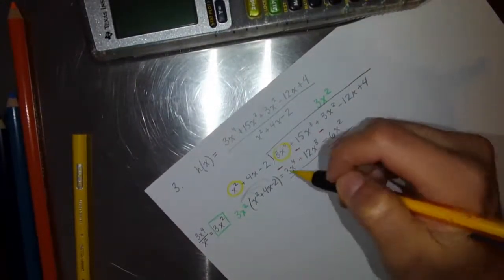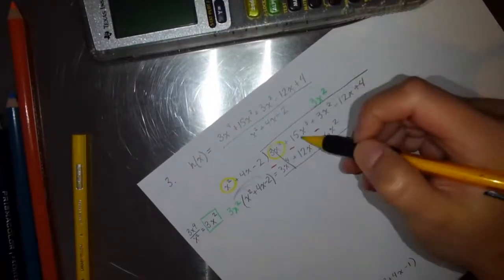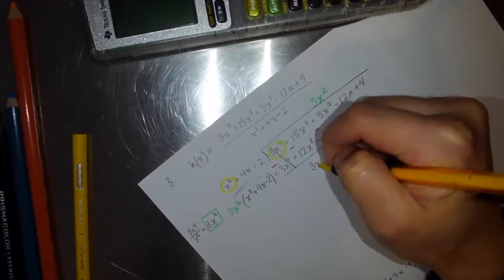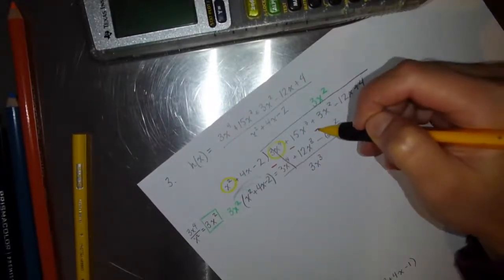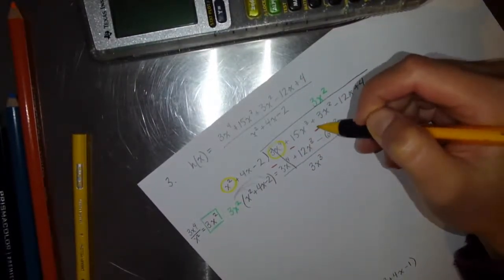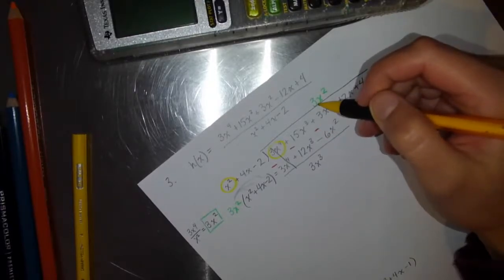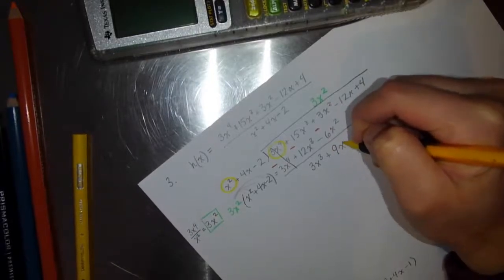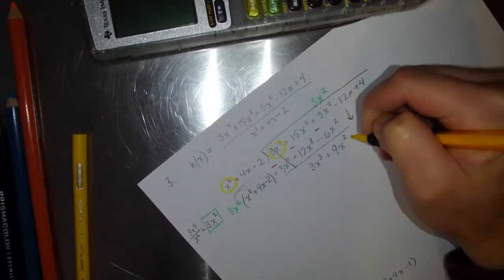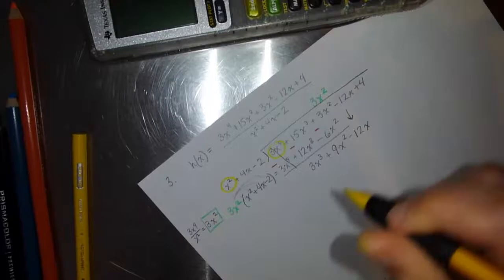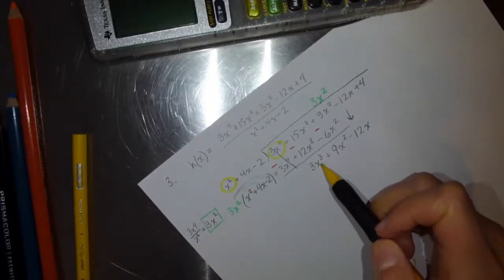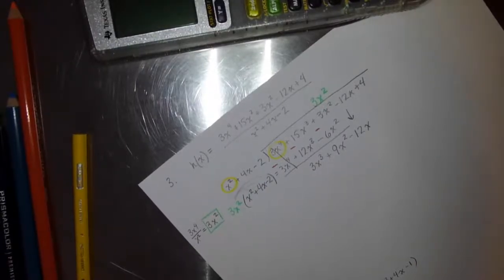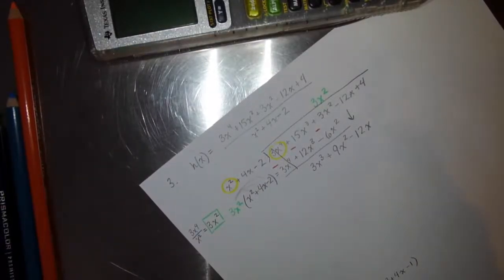First term should always cancel, which they do. 15 minus 12 is 3, x to the 3rd. 3 minus negative 6, so a double negative becomes a plus. So 3 plus 6 is 9. And then we bring down our next term. So I'm dividing by 3 terms, and I'm making sure I keep 3 terms here when I do the division. Okay, so we just keep repeating this process.